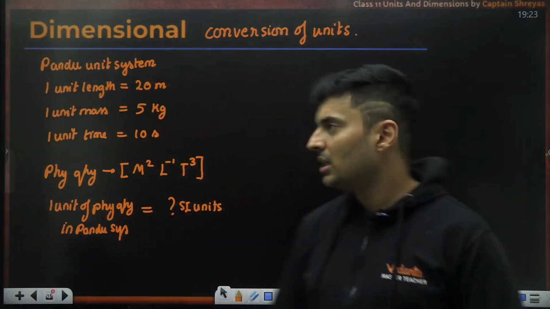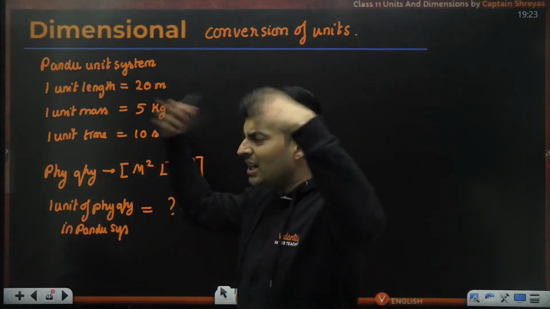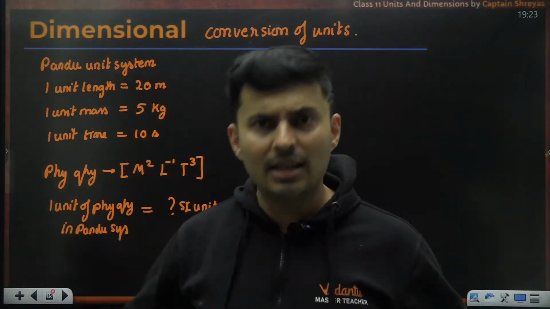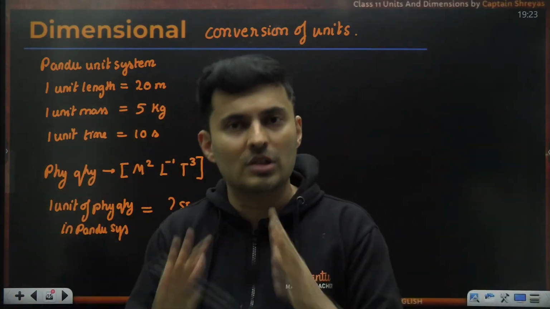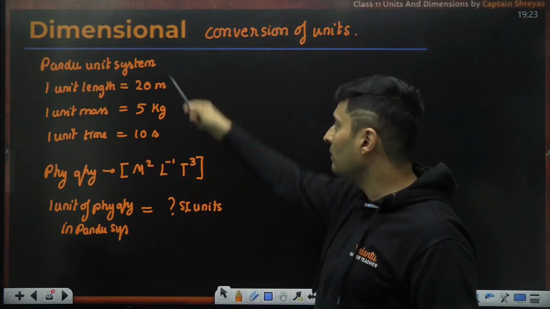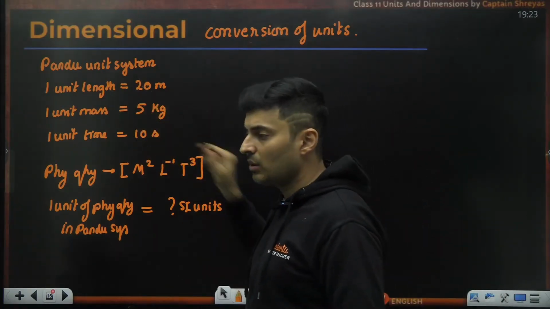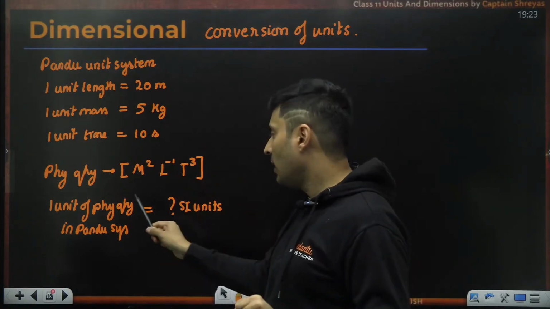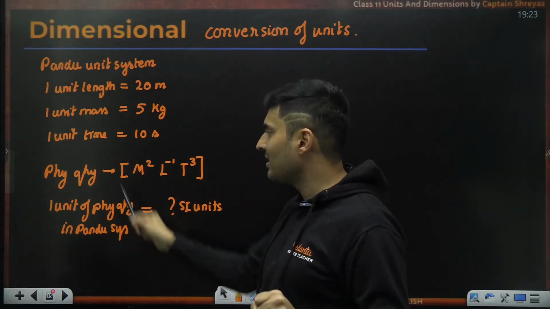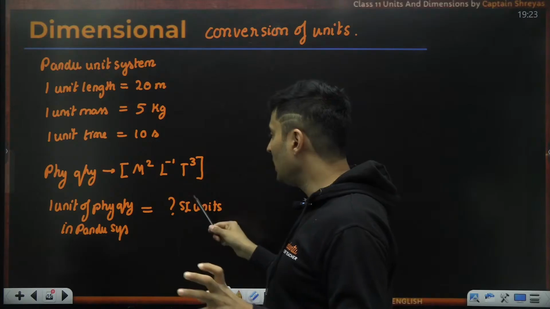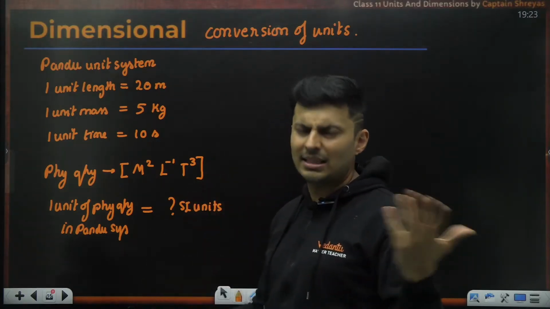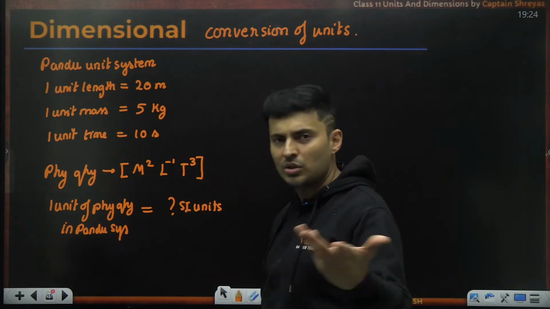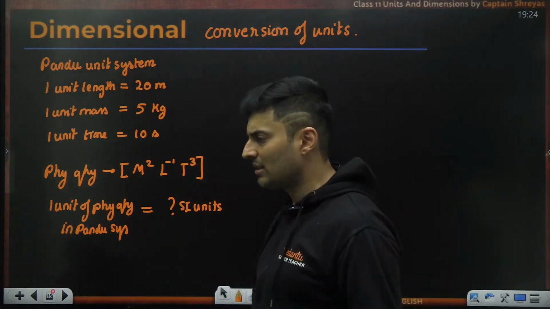Beautiful question, guys. So you have some random system. It need not be CGS, FPS, anything. Some random new system. You should be aware of how to do such kinds of questions also. The conversion factors for each fundamental quantity are given. The dimension of the main physical quantity is given. Now you have to convert 1 unit of that physical quantity in this Pandu system into the SI system. The good part is I already know the dimensions. Usually you should know it, or you can find it if the formula is given.